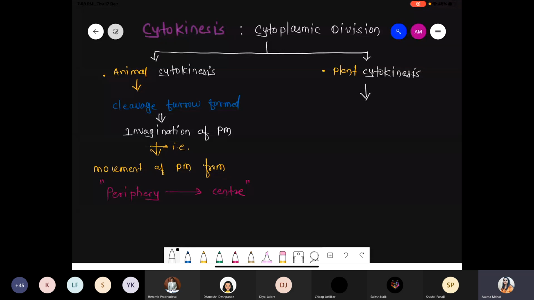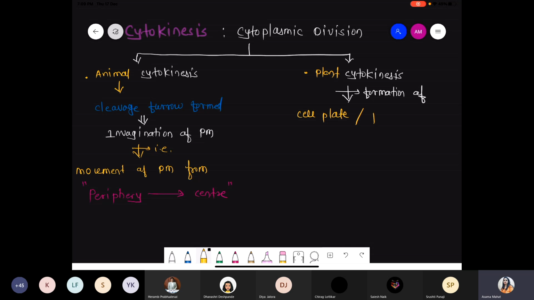When you compare this point with plant cytokinesis, in the plant there is a formation of the cell plate, also called the phragmoplast. There is formation of the cell plate, also called phragmoplast. Underline this word. Cleavage furrow, please underline. Cell plate and the phragmoplast, please underline. We'll discuss this part during the diagrammatic representation. So during plant cytokinesis, obviously there is a formation of the cell plate, also called the phragmoplast.